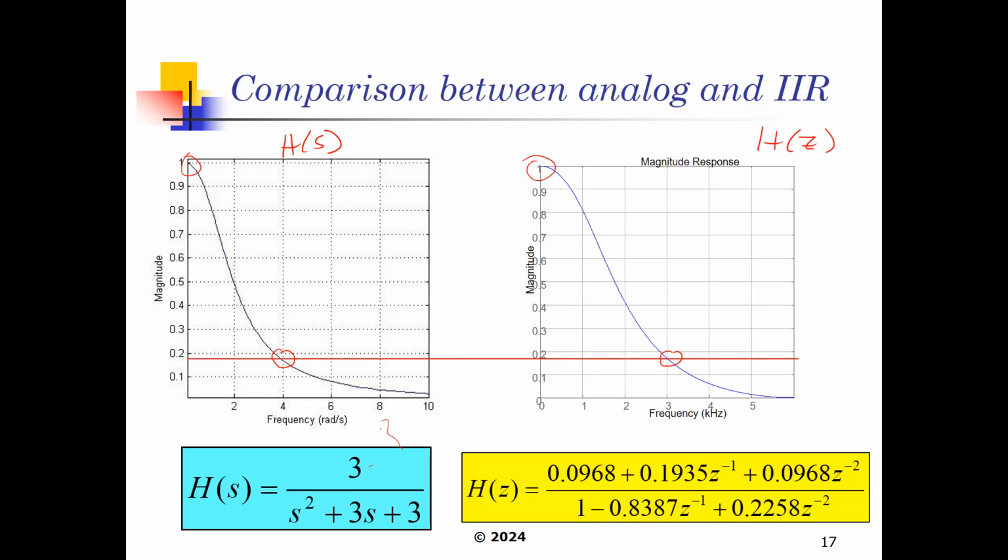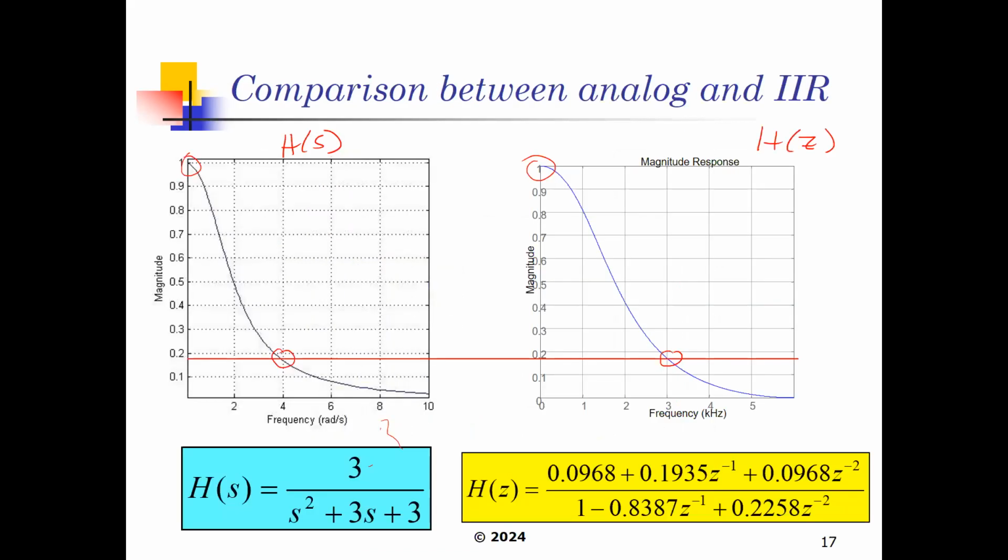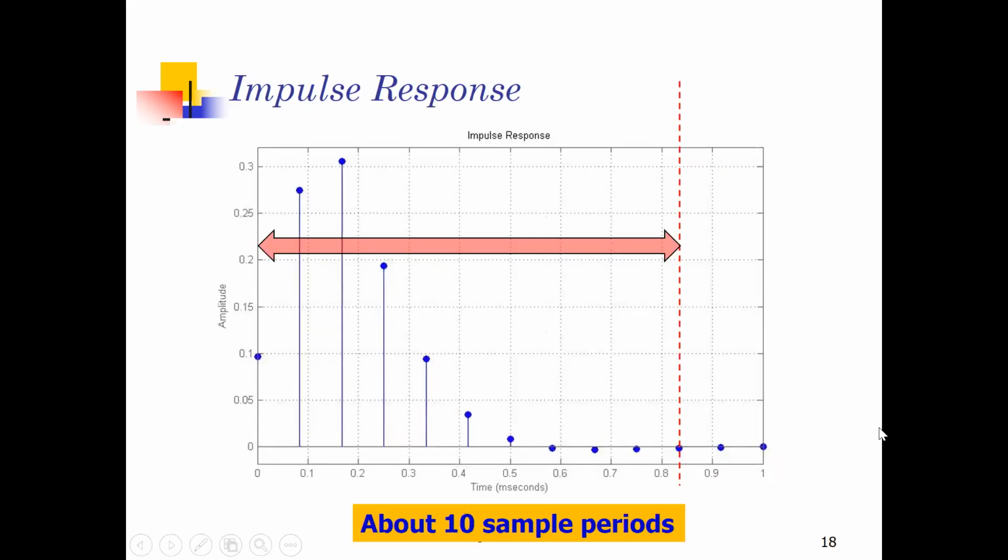Remember, that was an issue with the impulse invariant technique that we did last week. This is the impulse response. Remember, it's an infinite impulse response. It actually settles down after about 10 sample periods. It is a second order filter, notice. It's a second order filter, but it takes about 10 sample periods to settle down, to close to 0.